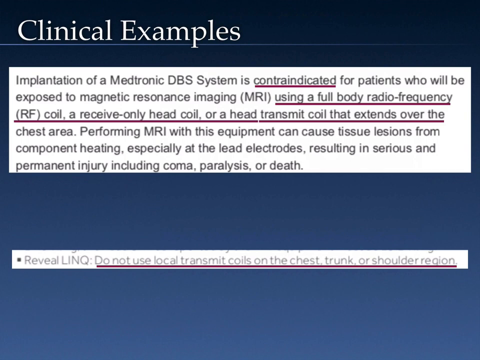Now, keep in mind that currently head coils that would extend over the chest are typically receive-only coils, but they are contraindicated based on that previous statement that you can't transmit with the integrated body coil. The second example also mentions not using a local transmit coil on the chest, trunk, or shoulder regions.